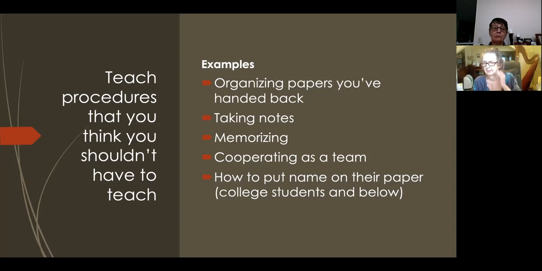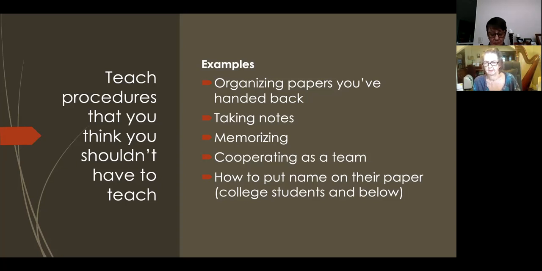Taking notes, memorizing. If you want students to take notes, teach them how you want them to take them so that they have at least one good way to do it. If you want them to memorize, teach them how to memorize. If you want them to cooperate as a team, teach them how to do that.